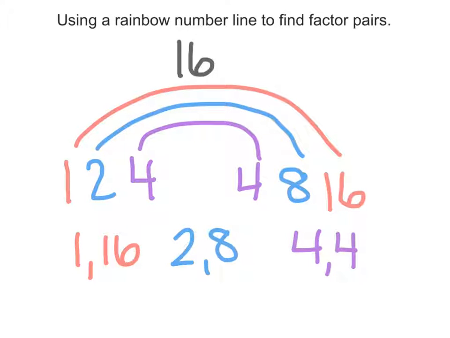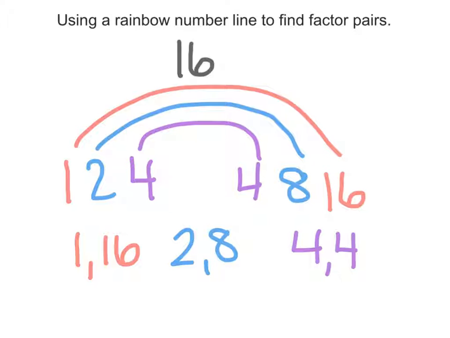In this video, we are going to be talking about factor pairs and multiples. First, we are going to be using a rainbow number line like you see here to find factor pairs of a number. So looking at the number 16, I want to think of all the different possibilities of factors that I can multiply to get to 16.